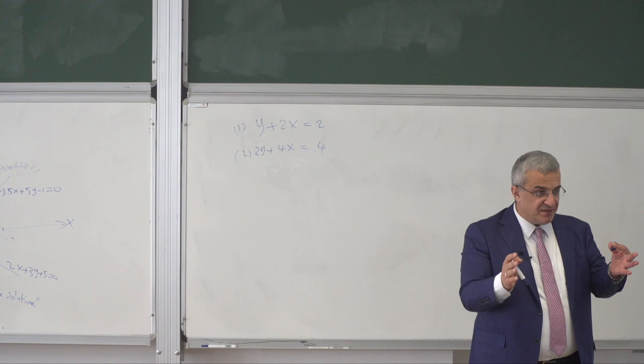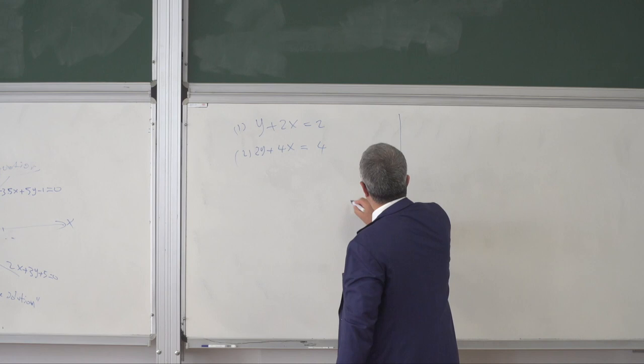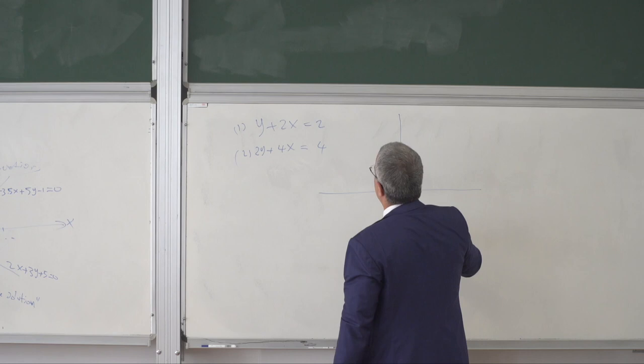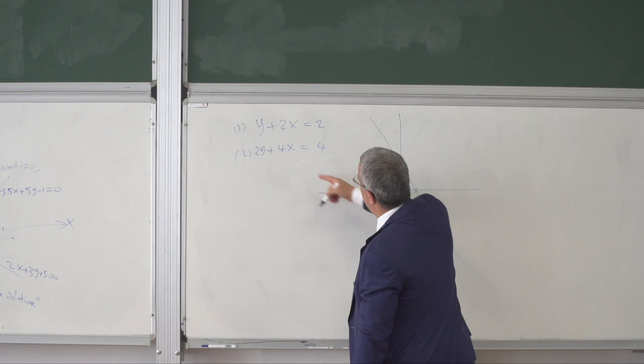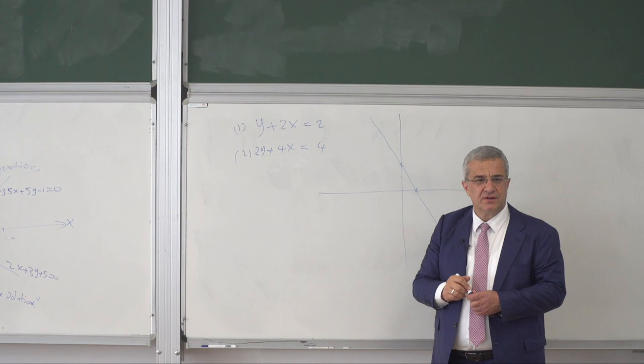So when you look at this, when y is equal to 0, x is equal to 1. When x is equal to 0, y is equal to 2. And this is the same thing. So how many solutions does this have? Infinitely many, right? It has infinitely many solutions.